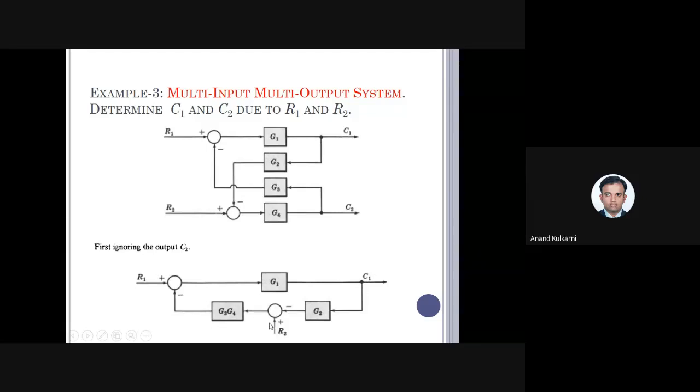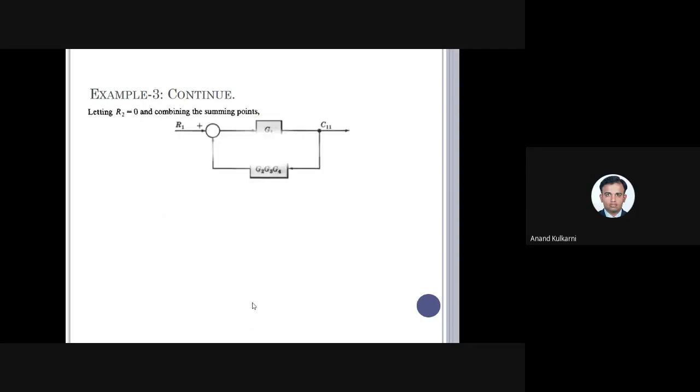In this case, what we are going to do is, in this we consider R as 0. Once we consider R as 0, this will be cascade, that is G1 divided by, this negative sign is positive, it will be G1 divided by 1 plus G2 G3 G4, it will be G1 divided by 1 minus G1 G2 G3 G4 in terms of R.